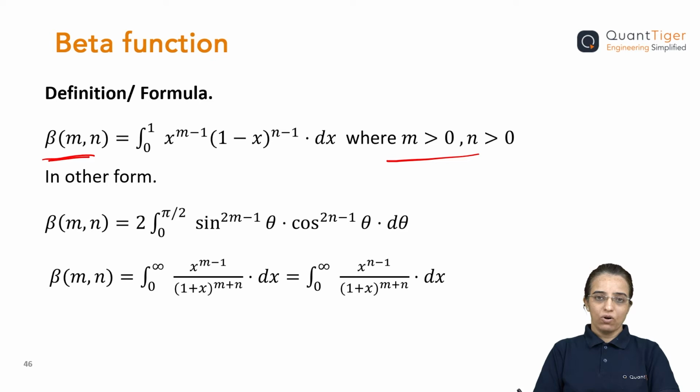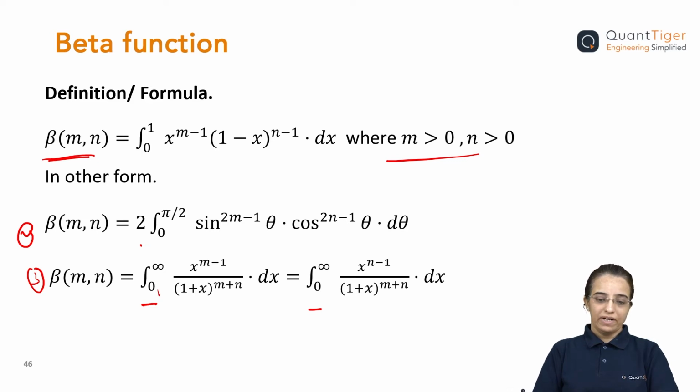There are some other formats also to write the beta function. Here I have written the other two forms, the ways of writing. So here it is in terms of sine and cos terms, which is twice 0 to pi by 2 sine 2m minus 1 theta into cos 2n minus 1 theta d theta, and the other one is again in the form of x. So we can write it in two different ways. One is in the form of m power and one is in the form of x power in the n form.